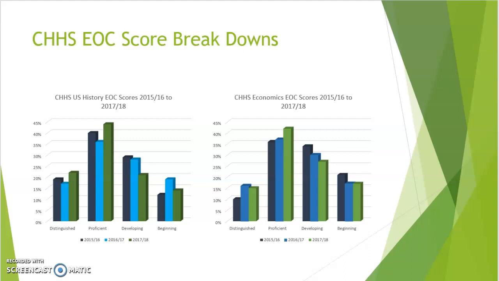And you see the largest number of students at all 3 years there are in the proficient. So that's where most students fall. And then we have lots of students in the developing and beginning. For the U.S. history scores there, same deal over there with the economic scores. The sweet spot is for the proficient. A good chunk of the students are there. We want to get those distinguished numbers up, and we want to drop those developing and beginning numbers though.